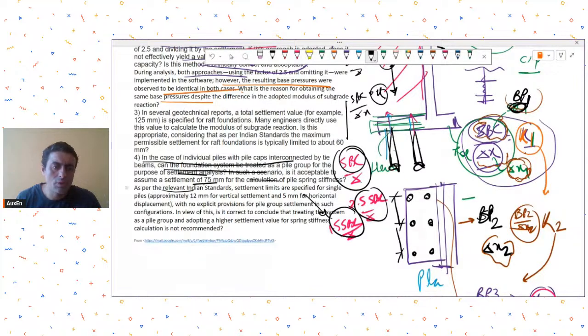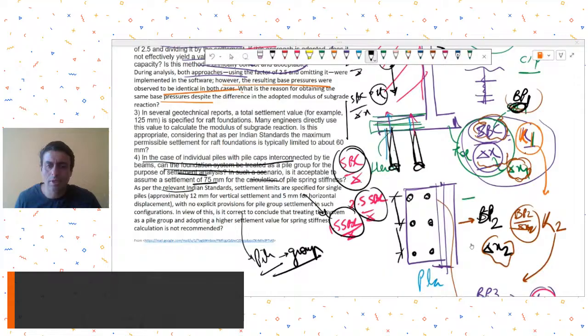No, I am not sure for pile groups. For pile group, what is the settlement value? I'm not sure what the code says. Generally, as you are saying, around 12 is what we take it.